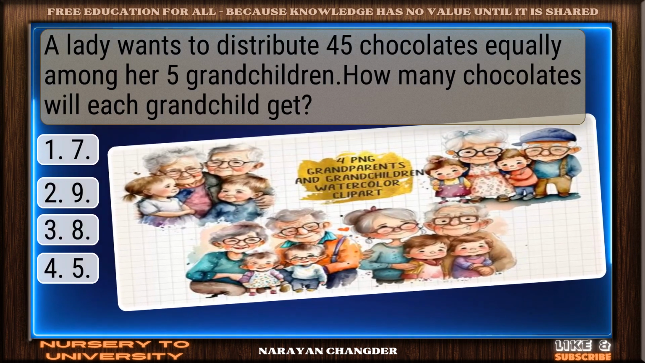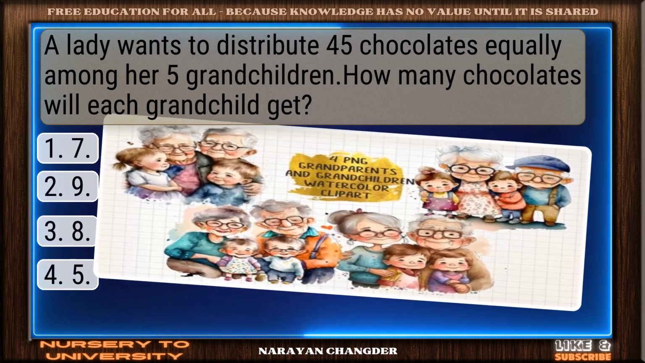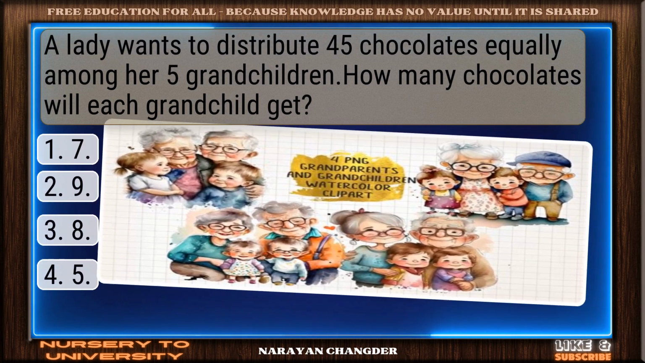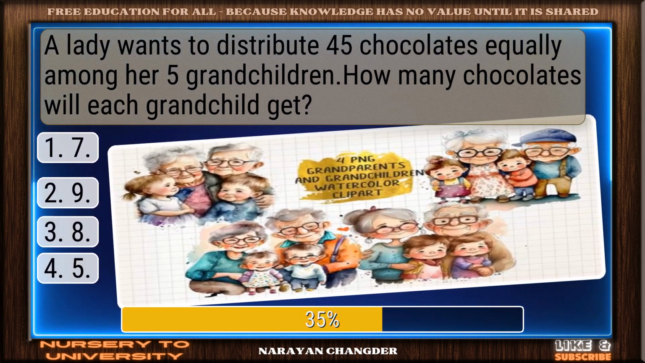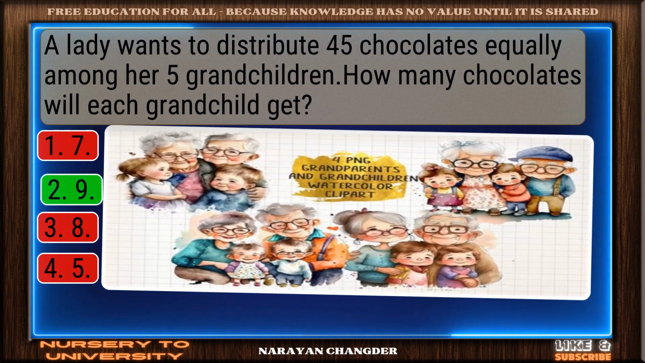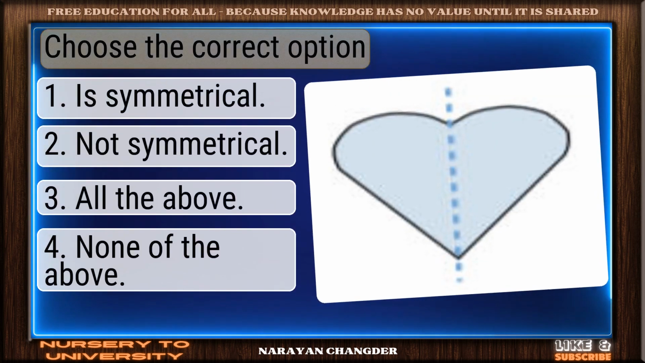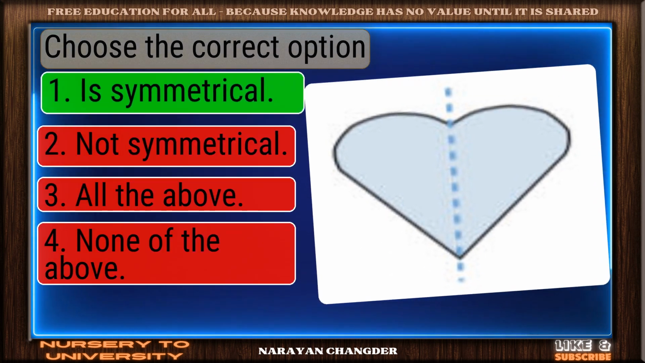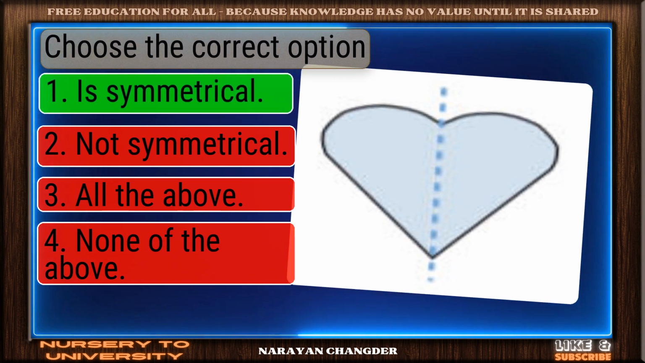A lady wants to distribute 45 chocolates equally among her 5 grandchildren. How many chocolates will each grandchild get? Well picked. 9 is the correct answer. Choose the correct option. On track. Is symmetrical is the correct answer.